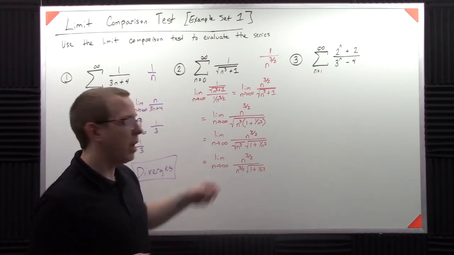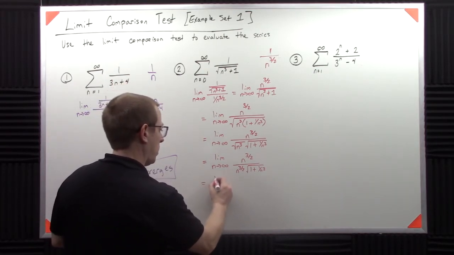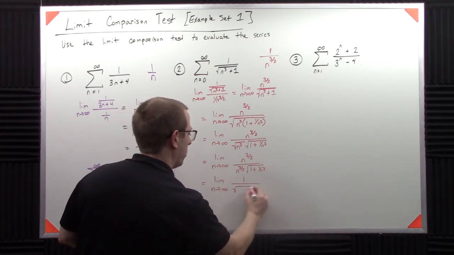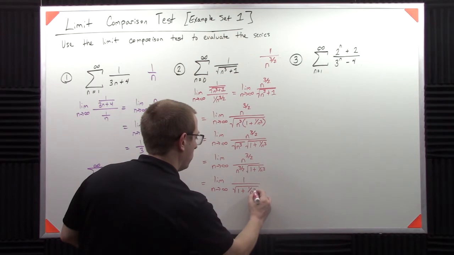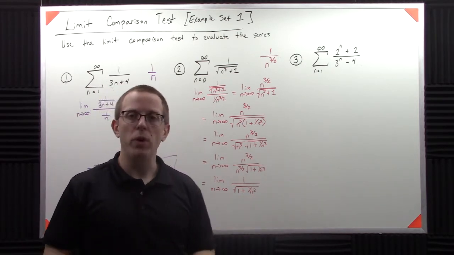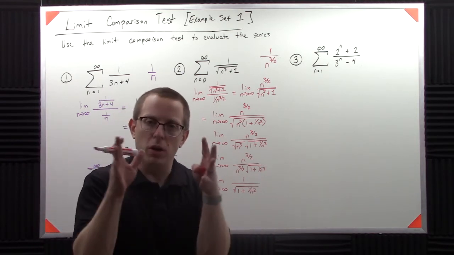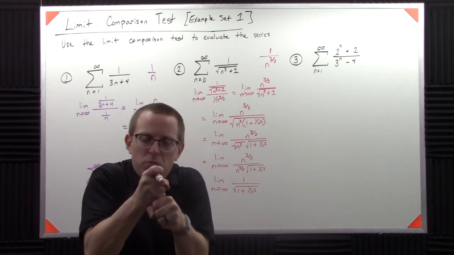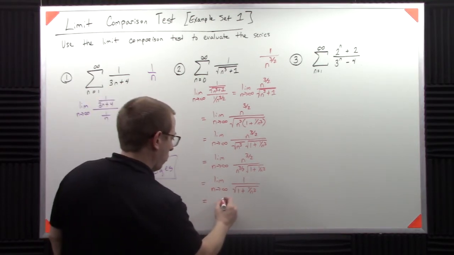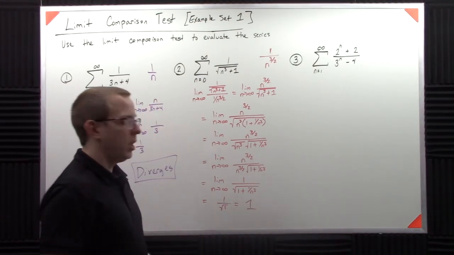Okay, so now I have n to the 3 halves on top and bottom, so I can cancel that. So I have the limit as n goes to infinity of 1 over the square root of 1 plus 1 over n cubed. Why is this helpful? Well, as n gets large, n cubed gets even larger, so 1 over n cubed becomes vanishingly small. So you end up with 1 over the square root of 1, which is just 1.